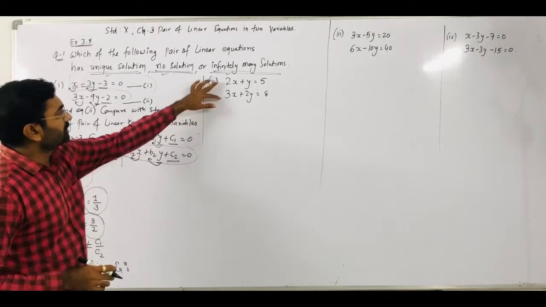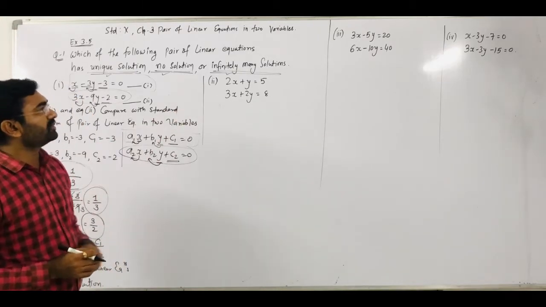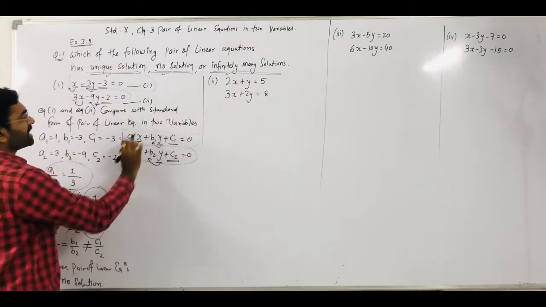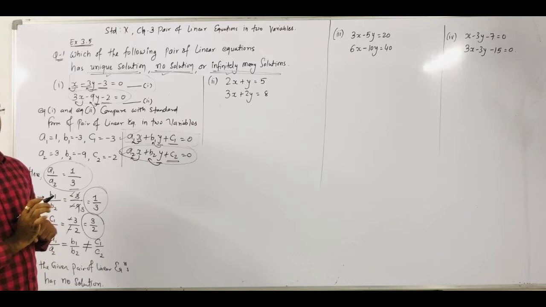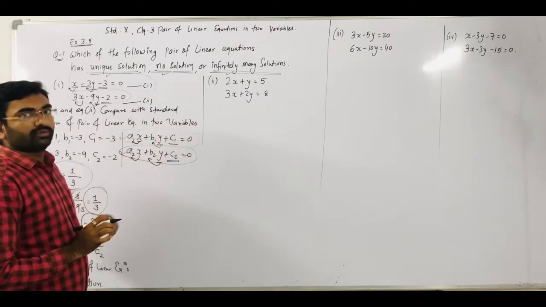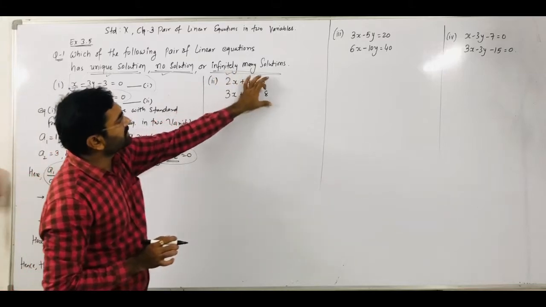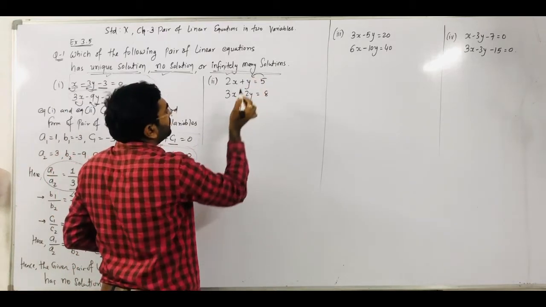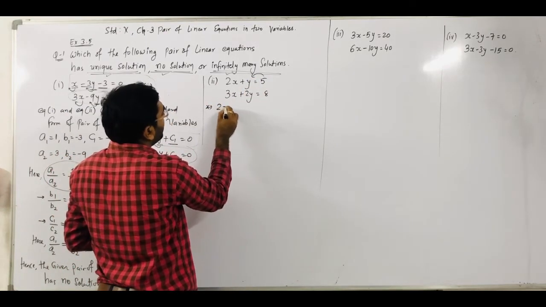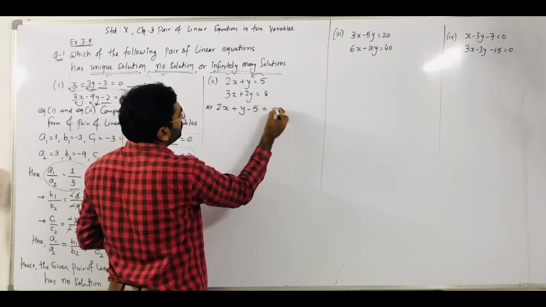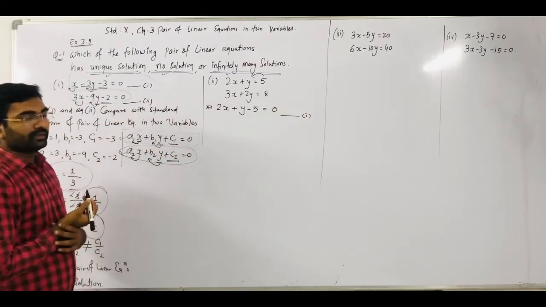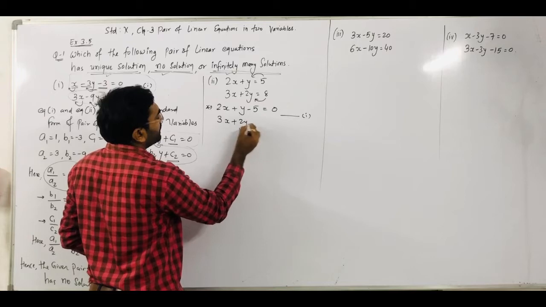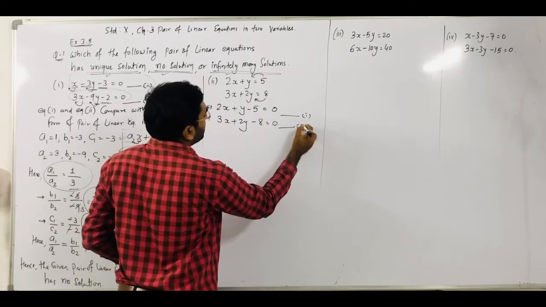Now the second question. Here a pair of linear equations is given. First of all, whatever equation is given, you have to arrange it in standard form. This is the standard form of a pair of linear equations. In that form, we require 0 on the right hand side. So whatever number is on the right hand side, we take to the left hand side. Here the plus 5 came to the left hand side, so the equation becomes 2x plus y minus 5 is equal to 0. This is equation number 1. Similarly, plus 8 came to the left hand side, so we get 3x plus 2y minus 8 is equal to 0. This is the second equation.